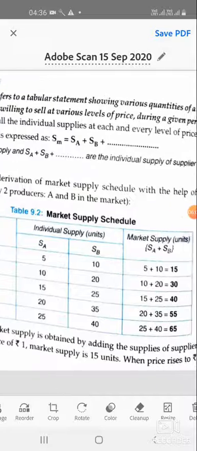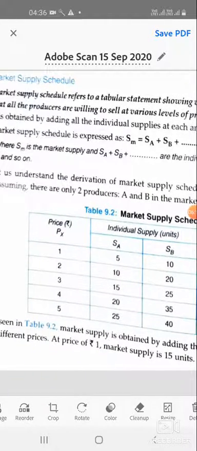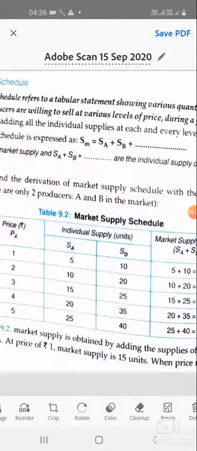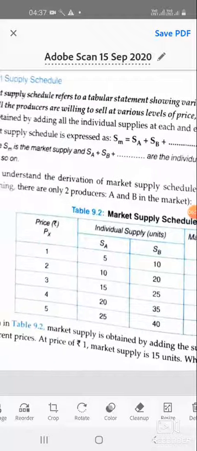So the total market supply becomes 5 plus 10, which is equal to 15. Next, at the price of 2 rupees per unit, A is supplying 10 units and B is supplying 20 units. It becomes 10 plus 20, which is equal to 30.